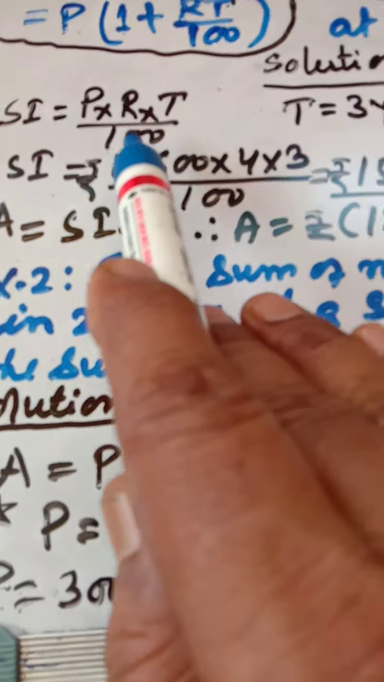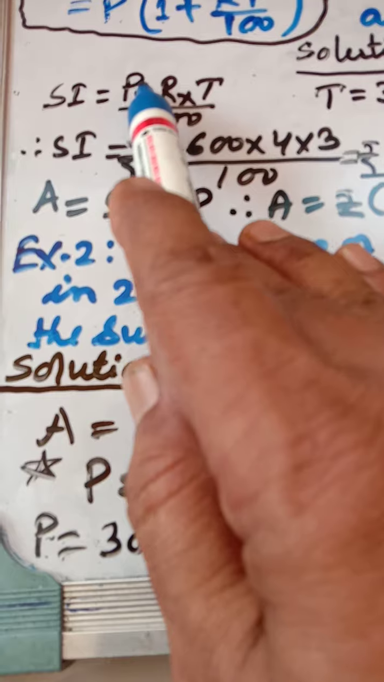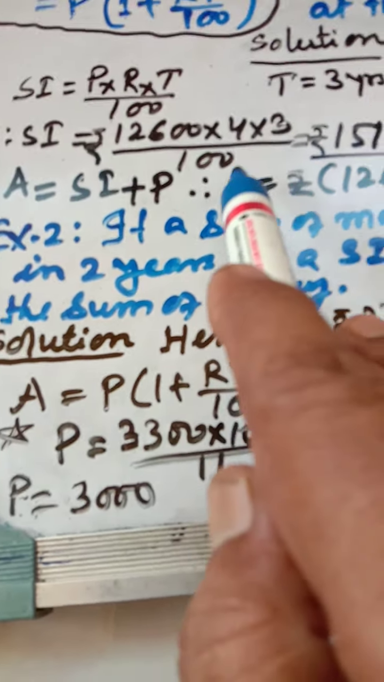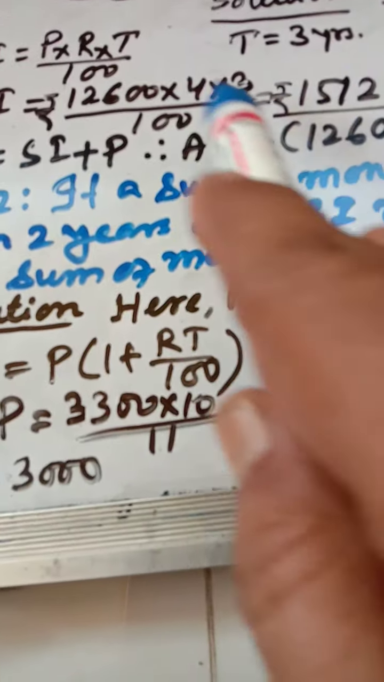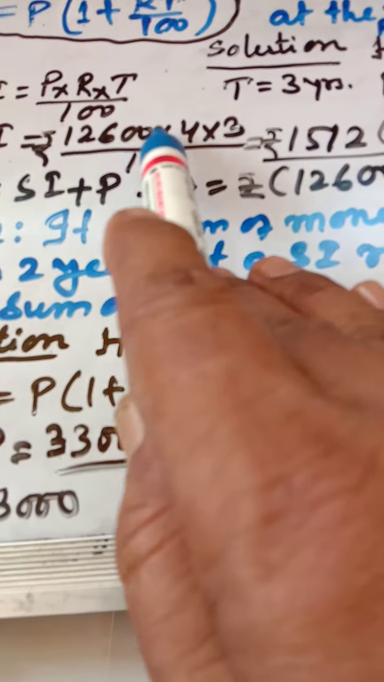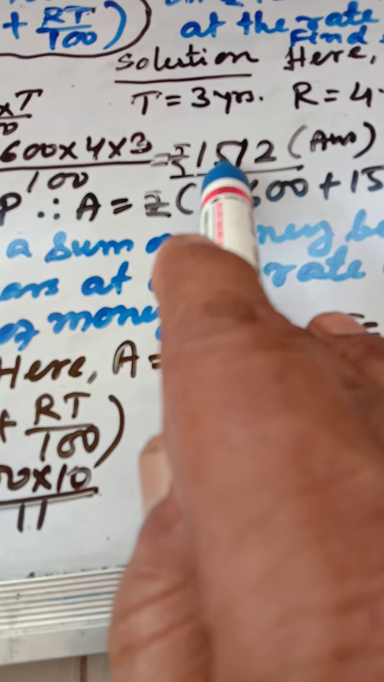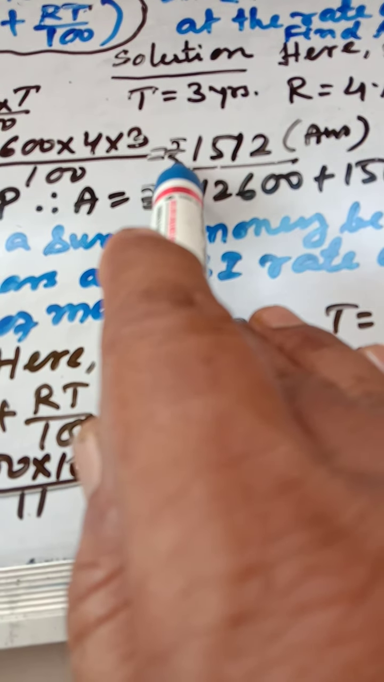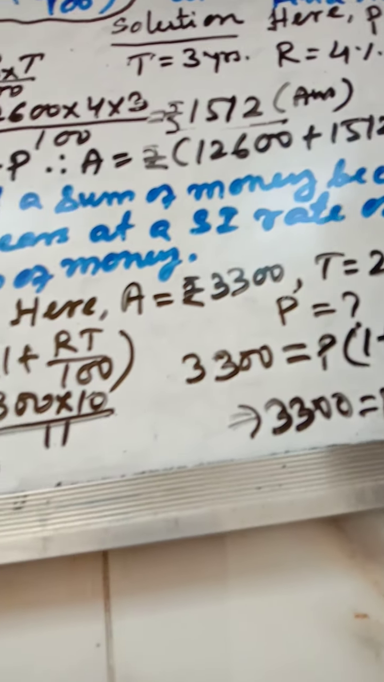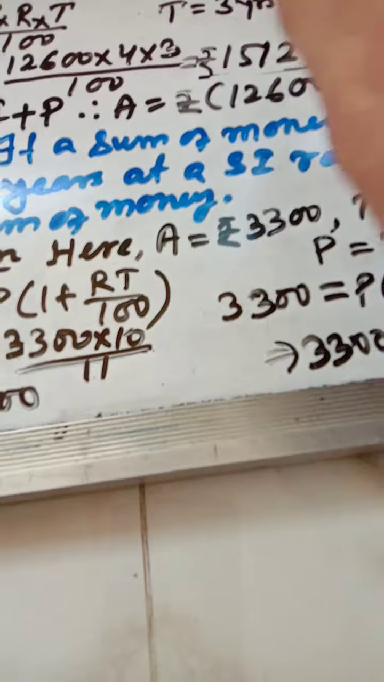Straight away put in the formula PRT. SI is equal to PRT by 100. So SI is equal to P into R into T by 100. You put the values and then take it out. If you work it out, 12 into 126 will become 1512. That will be the SI amount. The first answer has come. Next, find the amount.